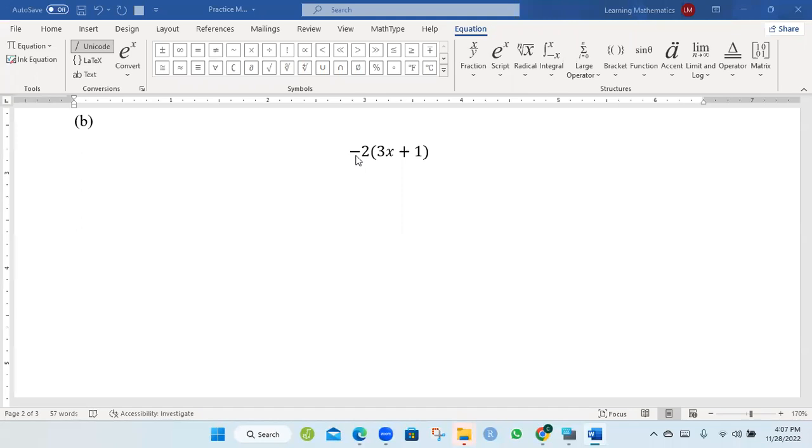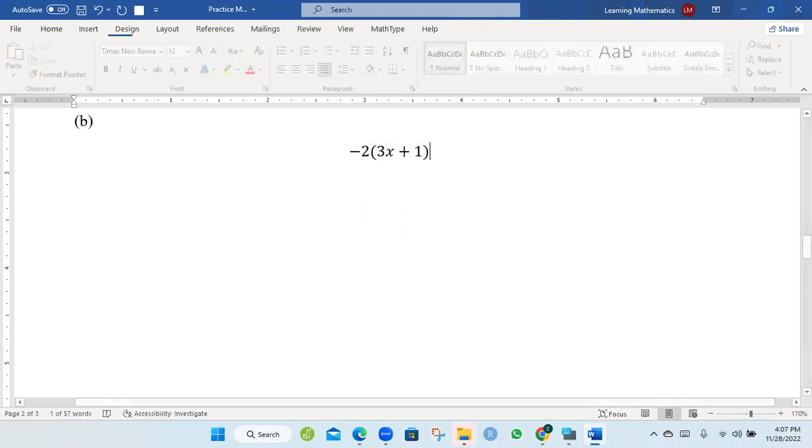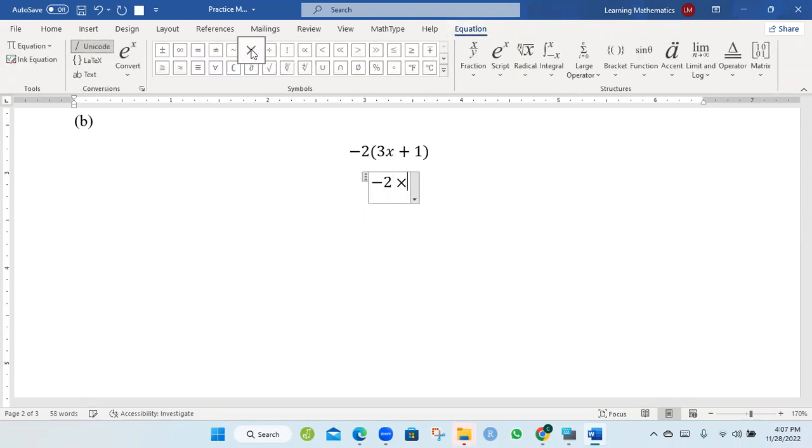So for this one, we are multiplying by a -2. All right, bear that in mind. So that -2 has to multiply by the terms in the bracket. So it's -2 times 3x. And -2 times 1.